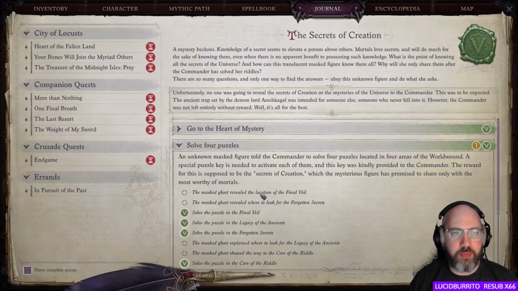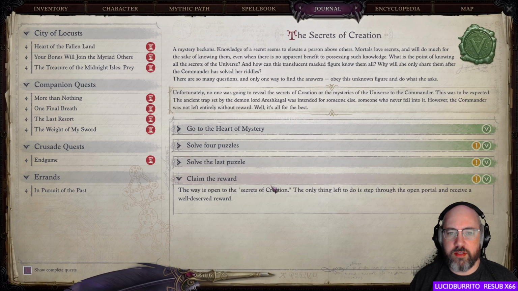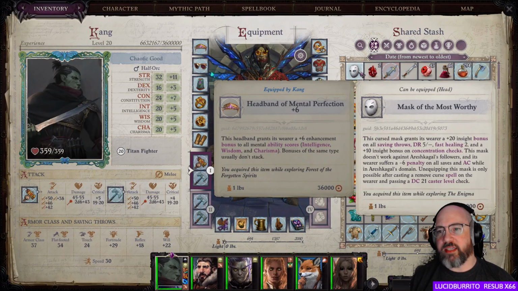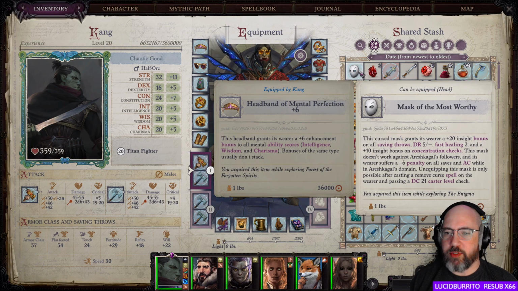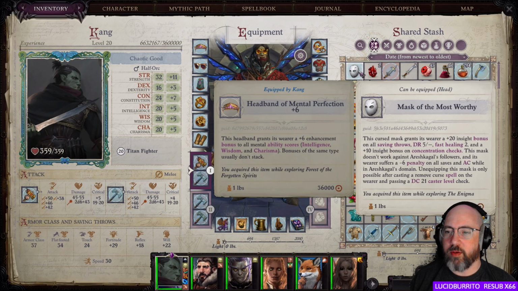Alright, cool. Alright. So I got a mask. The cursed mask grants its wearer plus 20 insight bonus on all saving throws. Damage reduction 5 against anything. Fast healing 2. Plus 10 insight on concentration checks. The mask doesn't work against Aresh Kagal's followers, and its wearer suffers a minus 6 penalty on all saves and AC while in Aresh Kagal's domain. Unequipping the mask is only possible after casting a remove curse spell on the wearer and passing a DC 21 check.